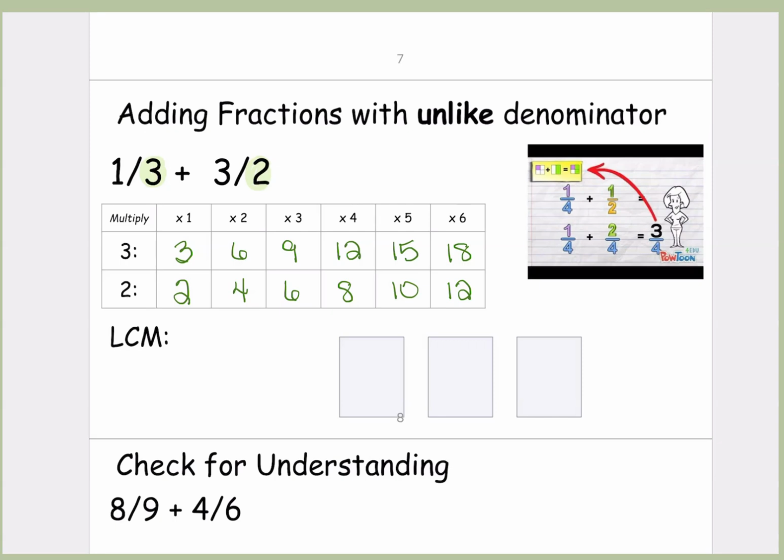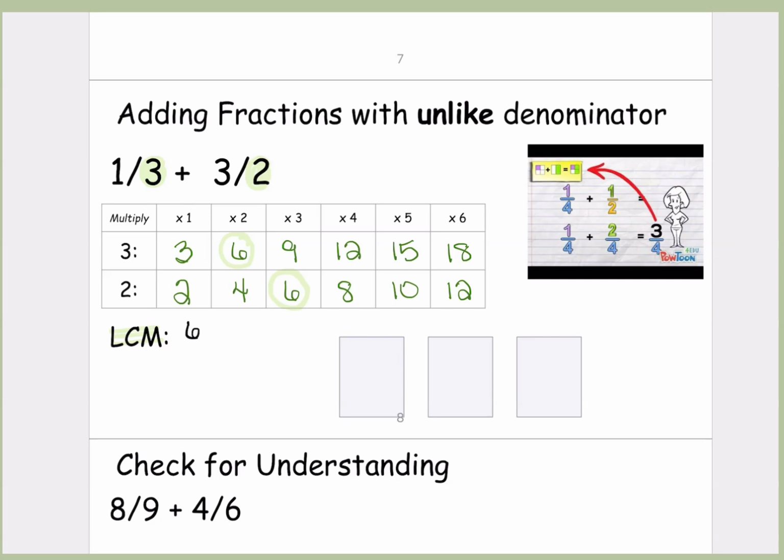Now what we're looking for is the least common multiple. So what number do both of these fractions multiply to and have that are the same? So as we're looking here, the lowest number that they have in common is 6. Both of them share a multiple of 6. So now we need to figure out how can we make both of our numbers turn into 6. Well, that is very simple.